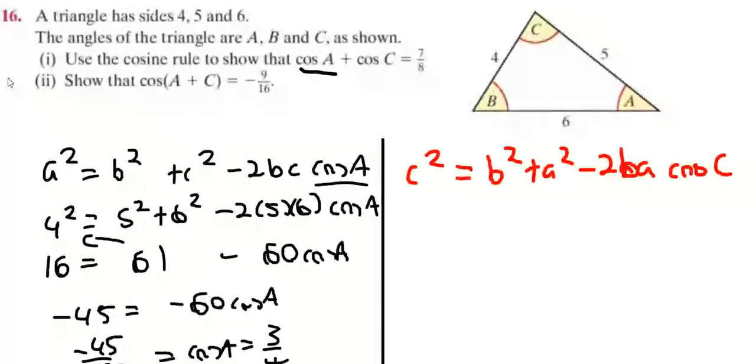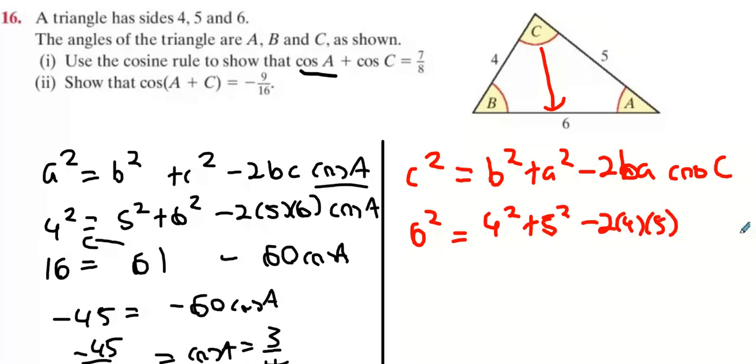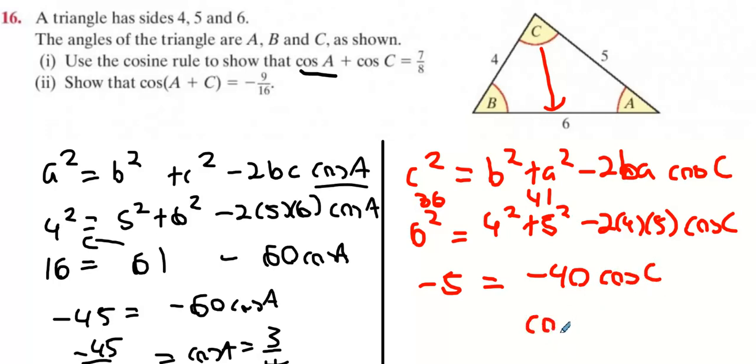Okay. So what's c in this question? Opposite big C is small c. And we're using 4 and 5 then, yeah? Okay. Now, that's going to be 36, take away 16 and 25, which is 41. 36 take 41, minus 5. And then that'll be minus 40. And we're going to find out that cos C is 1 over 8 when we're done.